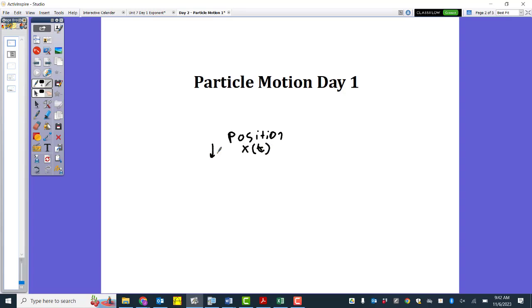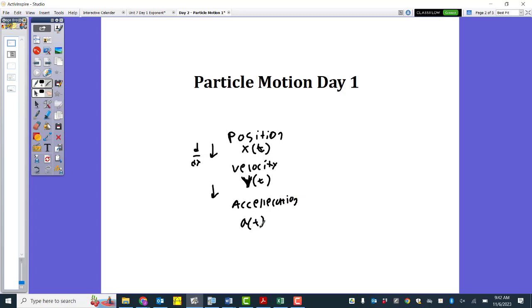If we take the derivative of it, we get velocity, usually written as v of t. And if we take the derivative of that, we get acceleration, which is a of t.